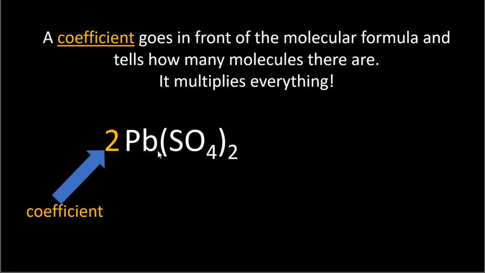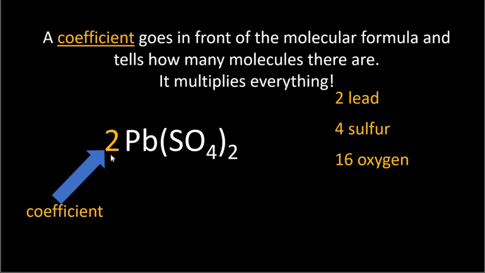Okay, so Pb, lead, had 1. Now it's multiplied by the coefficient, so you get 2 lead. Sulfur was 1. This 2, the subscript out here, multiplies it, so that gives you 2 sulfur times 2 to give you a total of 4 sulfur. Now, oxygen had 4 times 2 gives you 8 times 2 gives you a total of 16 oxygen in this process.